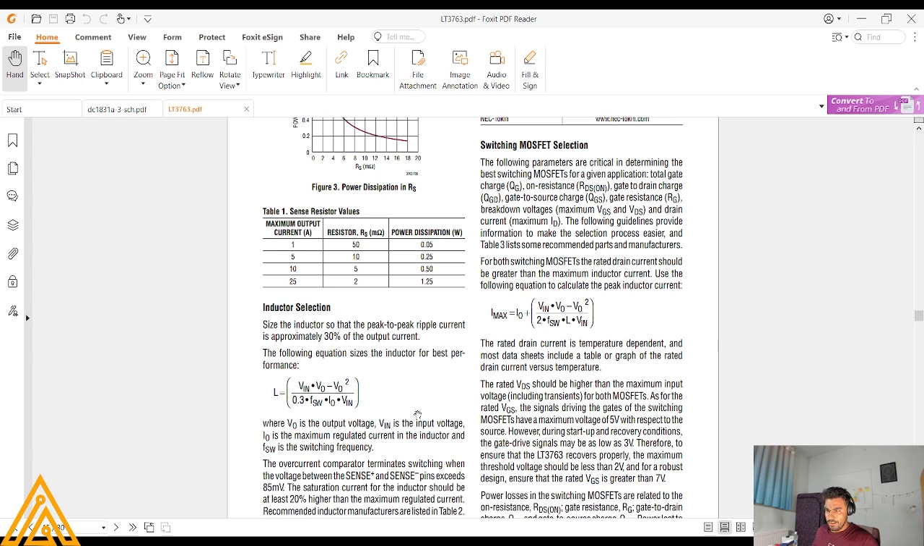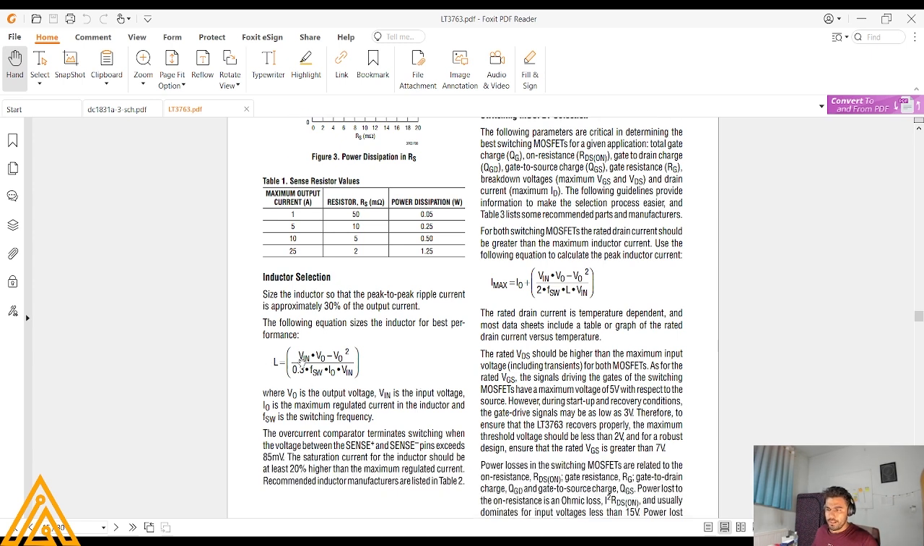So as you can see, here is the formula. If we multiply it by V output minus V output to the power of 2 and divided by 0.3 multiplied by switching frequency multiplied by output current multiplied by input voltage.